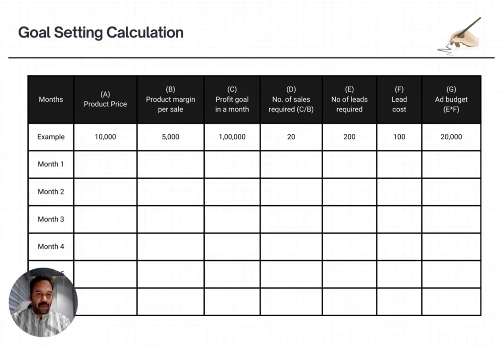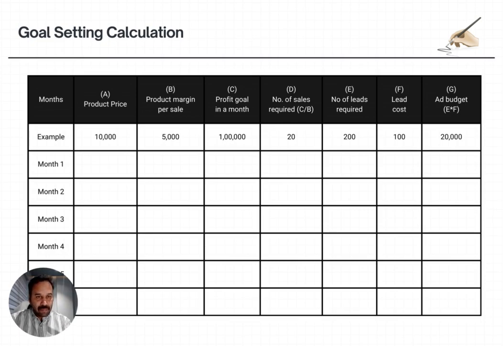So write down your product price. Okay. Second step, what is your margin per sale? When you sell, I have given an example here. Say example, your product price is 10,000 rupees and you have 5,000 rupees of margin over that. And your target goal is 1 crore in a month.